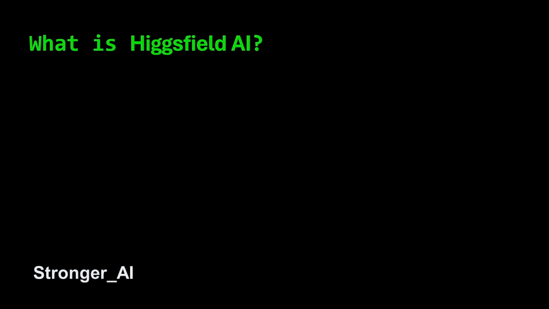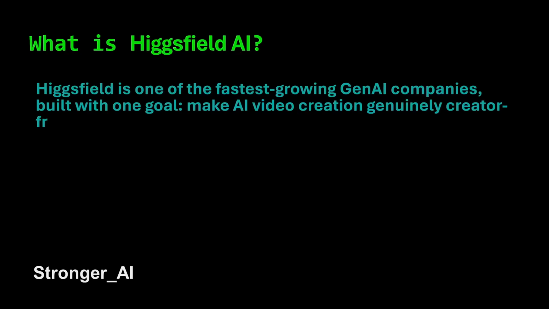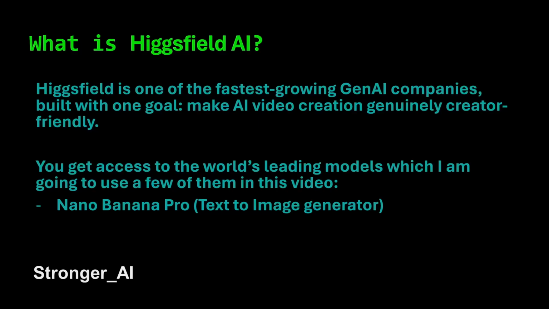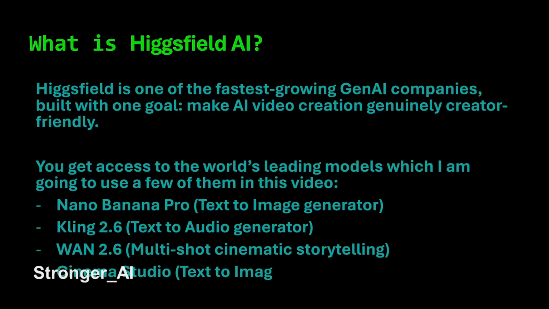Alright, what is Higgsfield AI? Higgsfield is one of the fastest growing Gen AI companies built with one goal: make AI video creation genuinely creator friendly. You get access to the world leading model, which I'm going to use a few of them in this video. Nano, which is for text to image generation. Link is the text to audio generation. Van is a multi-shot cinematic storytelling, and Cinema Studio, which will do all the above.